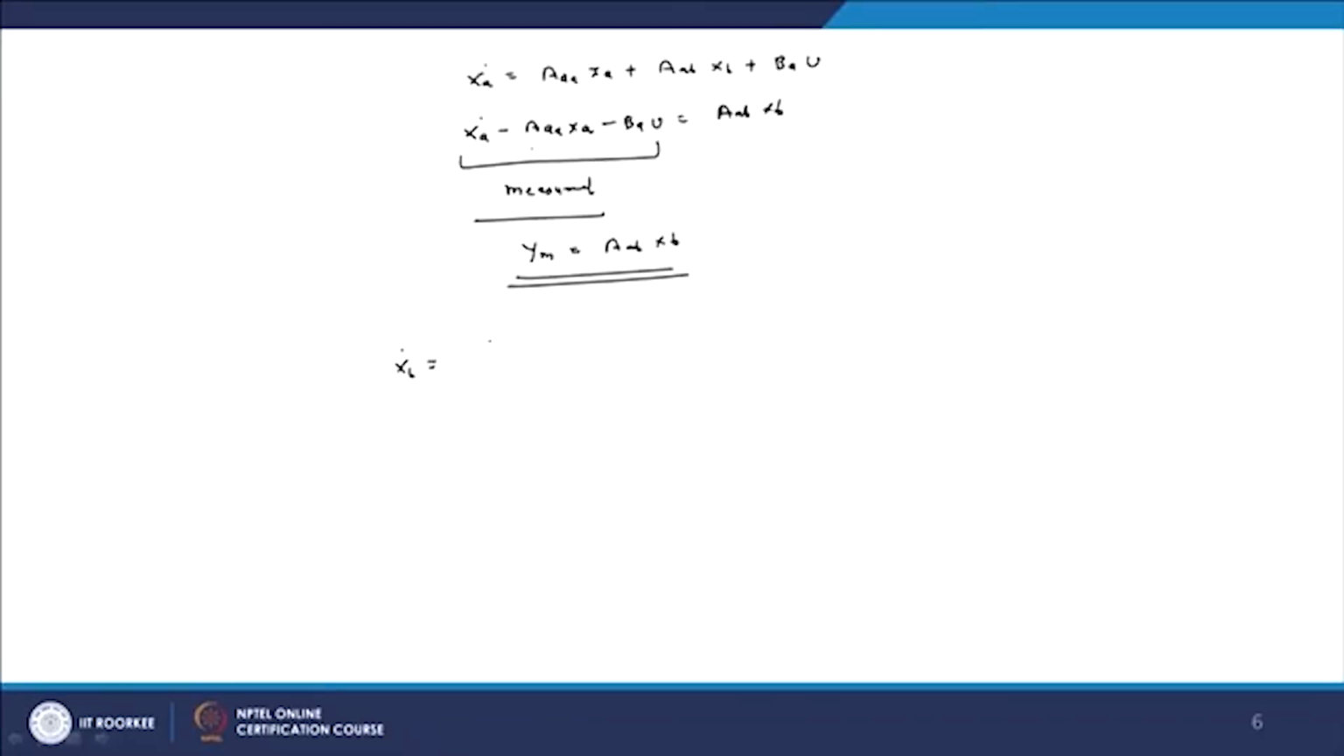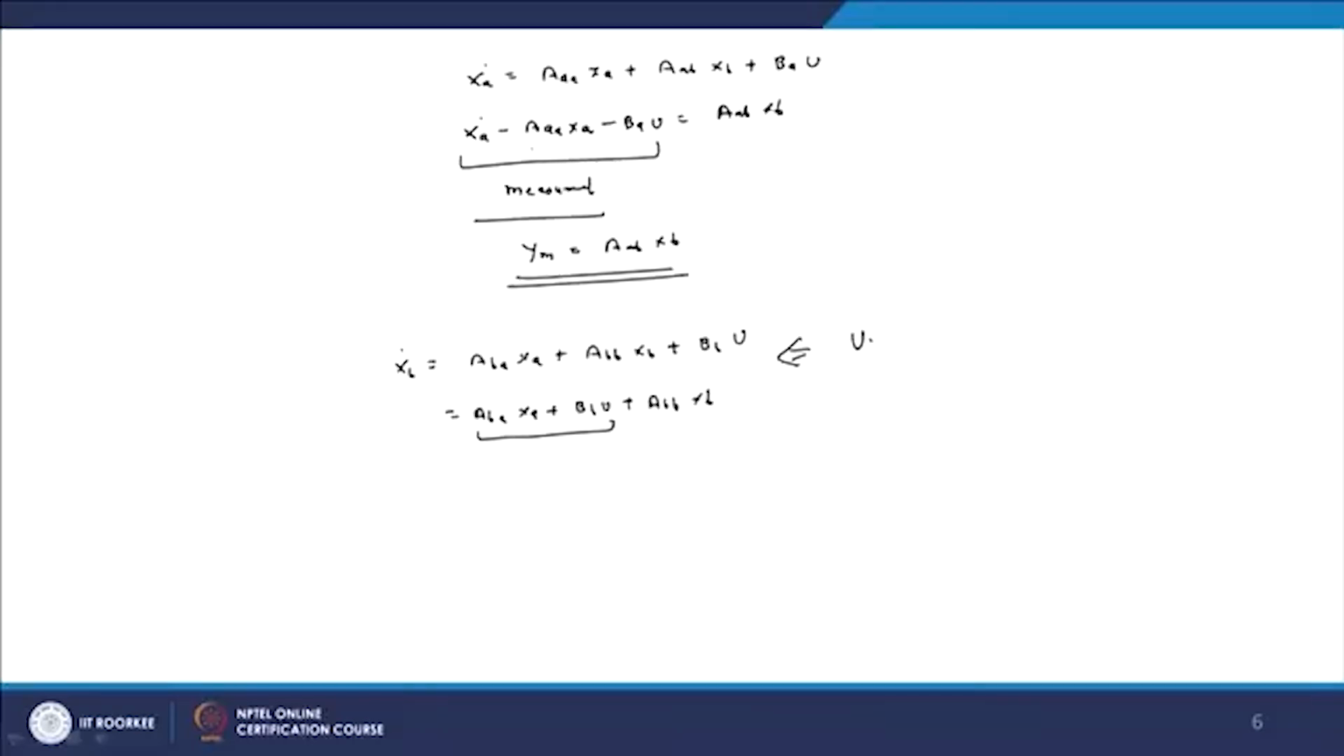Therefore, the unmeasured portion can be written as xb dot equal to ABA into XA plus ABB into XB plus BB into U. Now, here also we find that this ABA XA plus BB into U is the known quantity in the unmeasured state equations, and this ABB into XB portion is called the unmeasurable portion of the state equation, and this particular part is the known part. This is the known quantity.